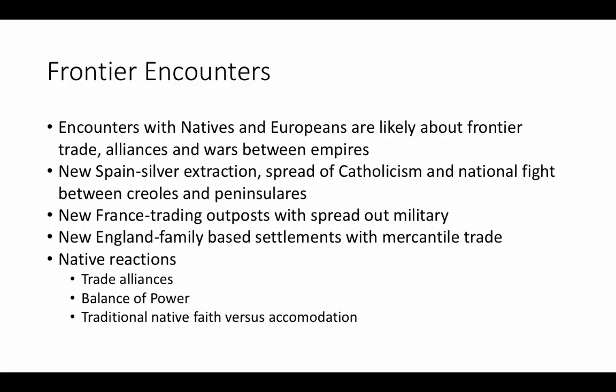What's interesting about this, though, has to do with the native reactions. And this is what I like to try to teach to the kids, is that this is why we don't look at the natives as being monolithic. Rather, the natives are like their own empires competing amongst each other and also competing with the Europeans. And they had strategies to do this. So, for example, they would form trade alliances with different empires. They also tried to create a balance of power by playing one European empire off of the next. And within their own empires, they then had to deal with the question of whether or not to keep their traditional native faith or to attempt to accommodate the new faces that were coming in from the European side.